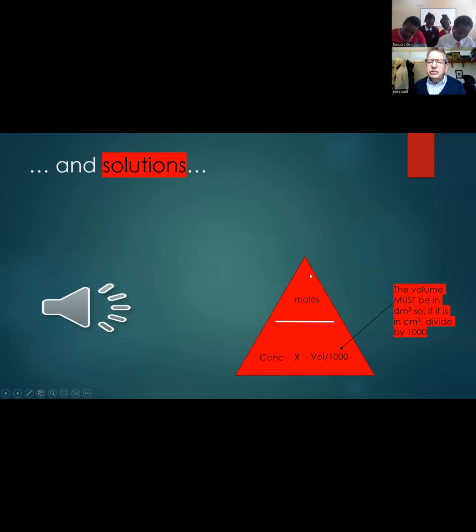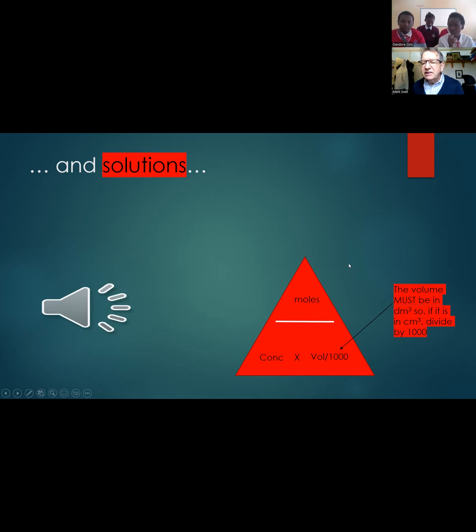Solutions. Moles is at the top in solutions. And as somebody showed me earlier, concentration and volume are down at the bottom. But the volume has to be divided by 1,000 if it's in cubic centimeters. Okay, so if they say 25 cubic centimeters, then you have to put 25 over 1,000. That's because concentration is in moles per cubic decimeter, not cubic centimeter. Okay, moles at the top, concentration, volume over 1,000.